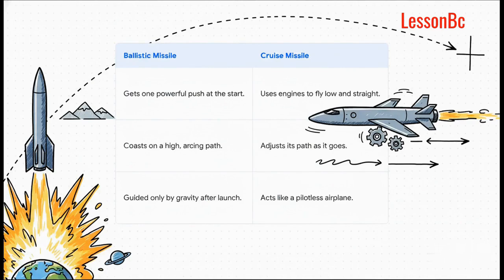Now, it's really important to know that this throw is totally different from something like a cruise missile. A cruise missile is basically a pilotless airplane. Its engines are running the whole flight, it flies low, and it can make adjustments along the way. But a ballistic missile, it's all about that one single gigantic push at the very beginning. It gets an enormous burst of energy, and then it just coasts, completely unpowered, on a huge arc toward its target. And don't worry, we'll dive into the physics of cruise missiles in our next lesson.